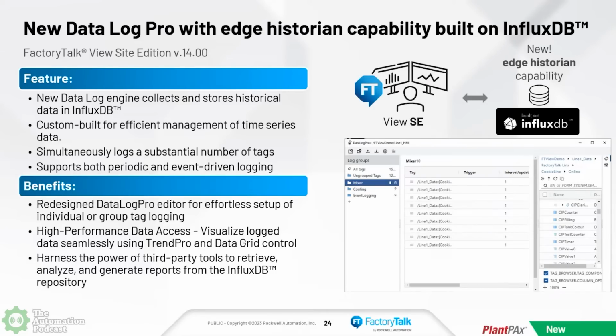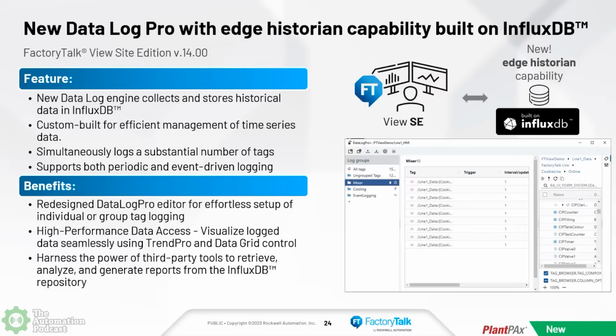Simultaneously logs a substantial number of tags. Now, depending on how you do your configurations within the new Datalog Pro, if you set your time period to, let's say, 1 second or maybe 250 milliseconds, the tag values that you can do with it might vary. But if you keep everything at, let's say, 1 second, you can do about 50,000 tags simultaneously per second. So it's a lot of tags that you can log with this new Datalog Pro. It does support both periodic and event-driven logging.